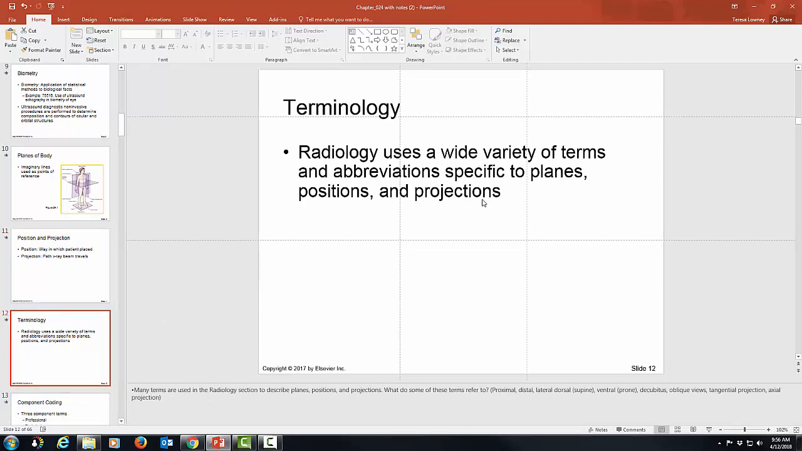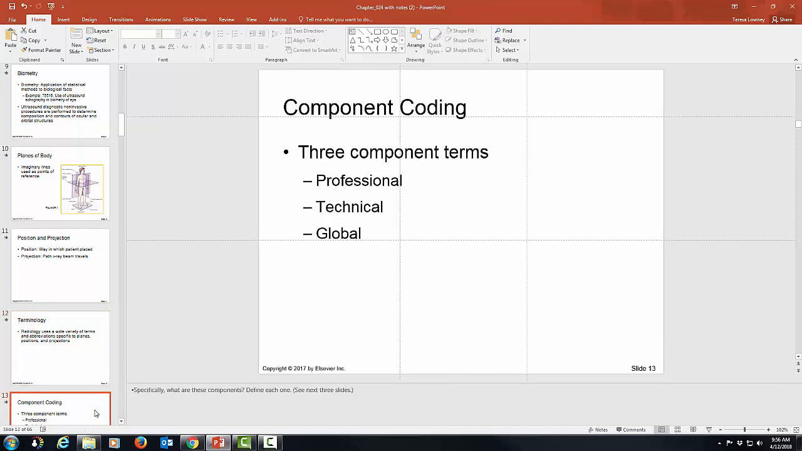Terminology. Radiology includes a wide variety of terms and abbreviations specific to planes, positions, and projections. So you need to read those very carefully. Some of the terms are proximal, distal, lateral, dorsal, ventral, prone, decubitus, oblique views, and tangential projection. So you need to really pay attention to all of those terms. On pages 627 through 631, there are a lot of these terms, and if you do exercise 24-2, it will help you understand planes and make it a little clearer to you.